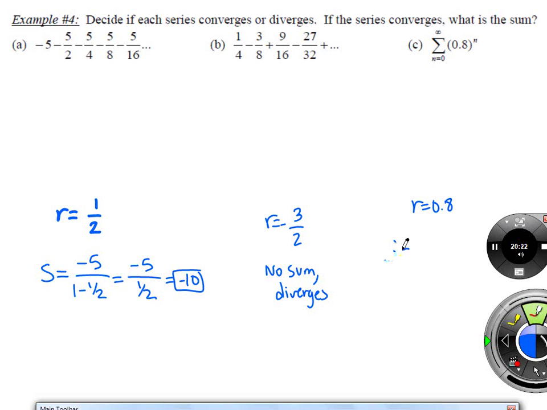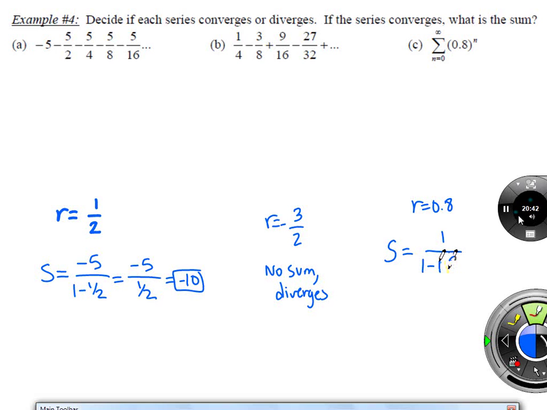So our sum is going to be found by taking the first term. Now, the first term, according to my sigma up there, means I'm going to take their formula and plug in what? 0. And when I plug 0 into that formula, what am I going to get? 1. Okay, 0.8 to the 0 power will give me 1. Remember, anything to the 0 power is 1. Okay, over 1 minus my ratio, so 1 minus 0.8, which gives me 1 over 0.2.